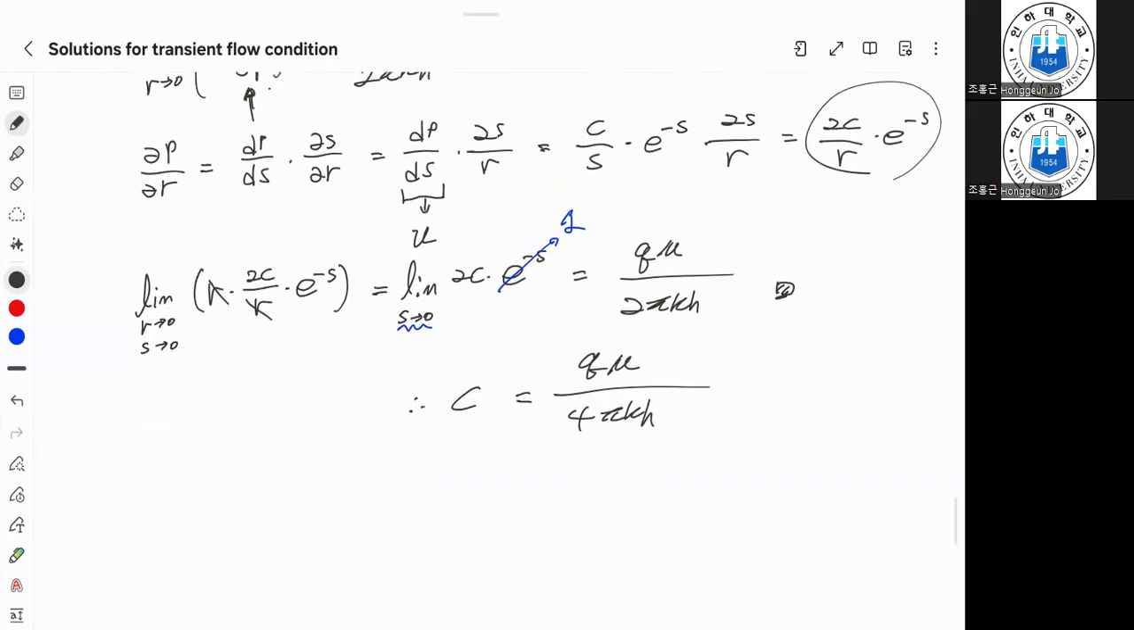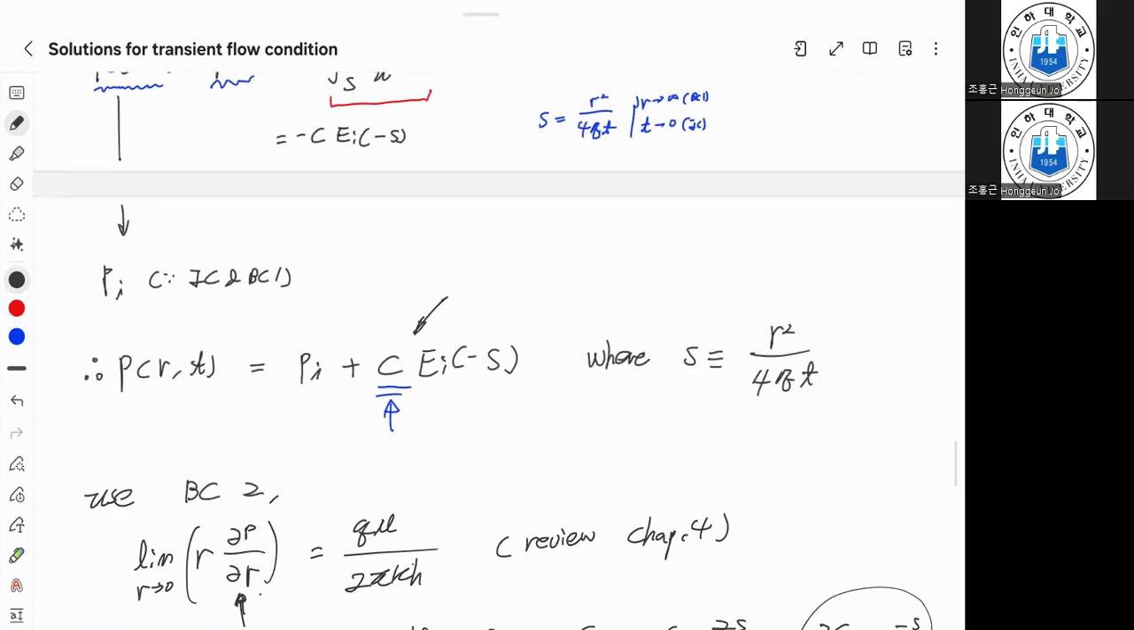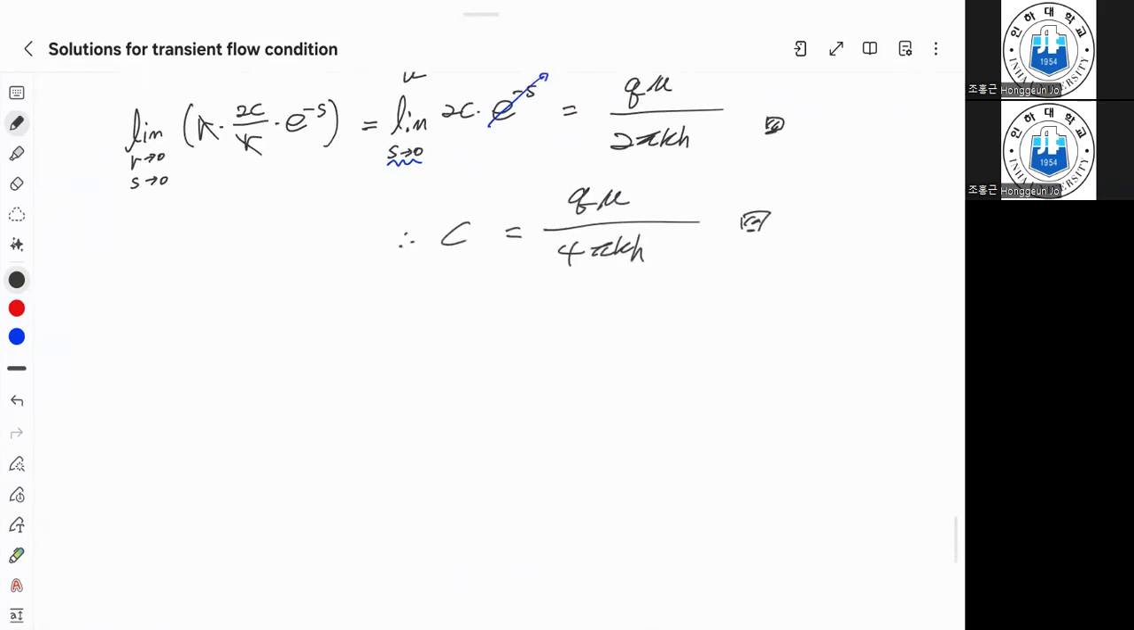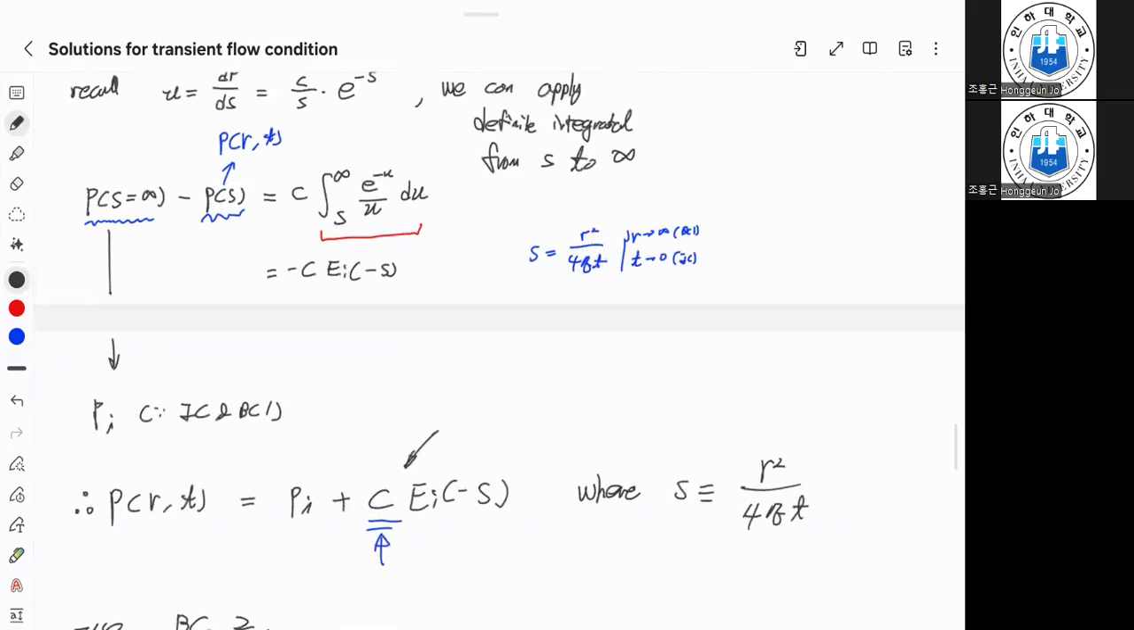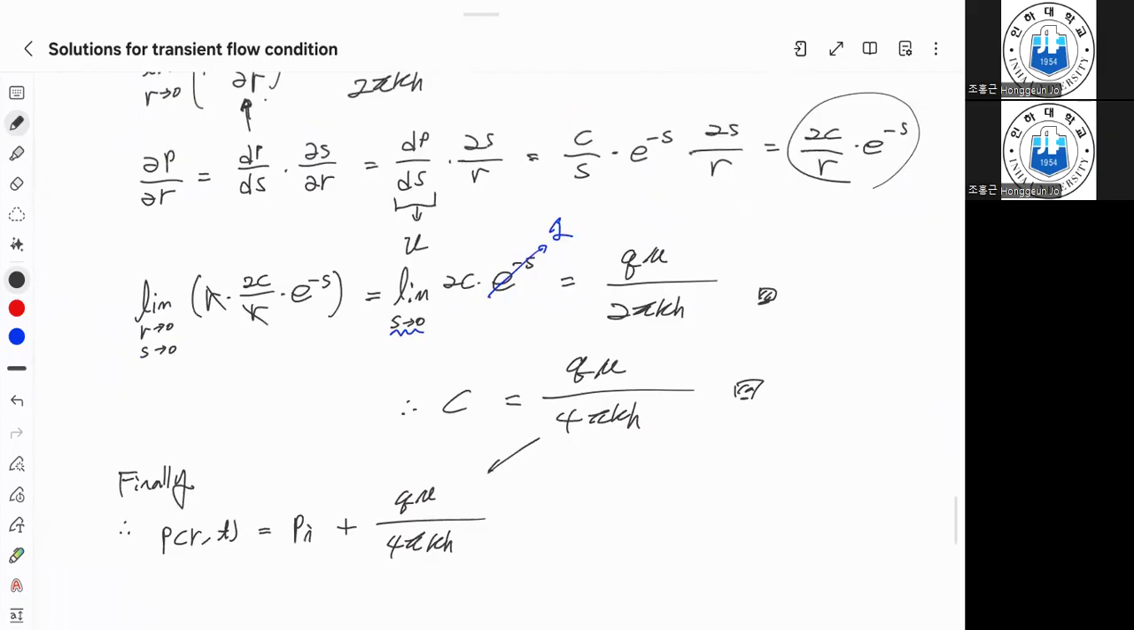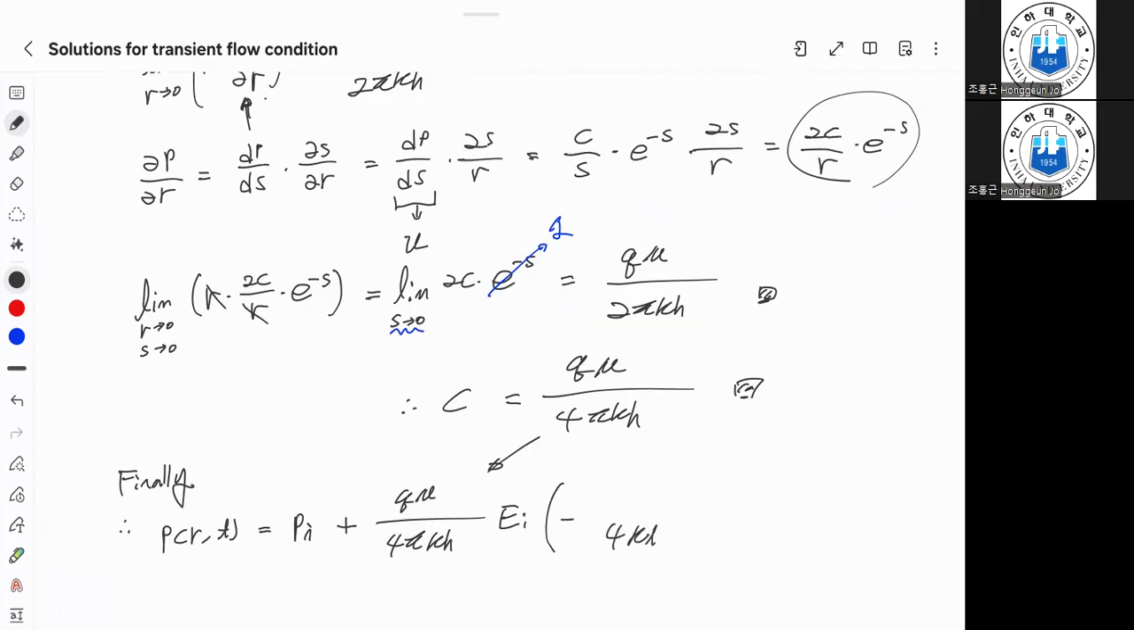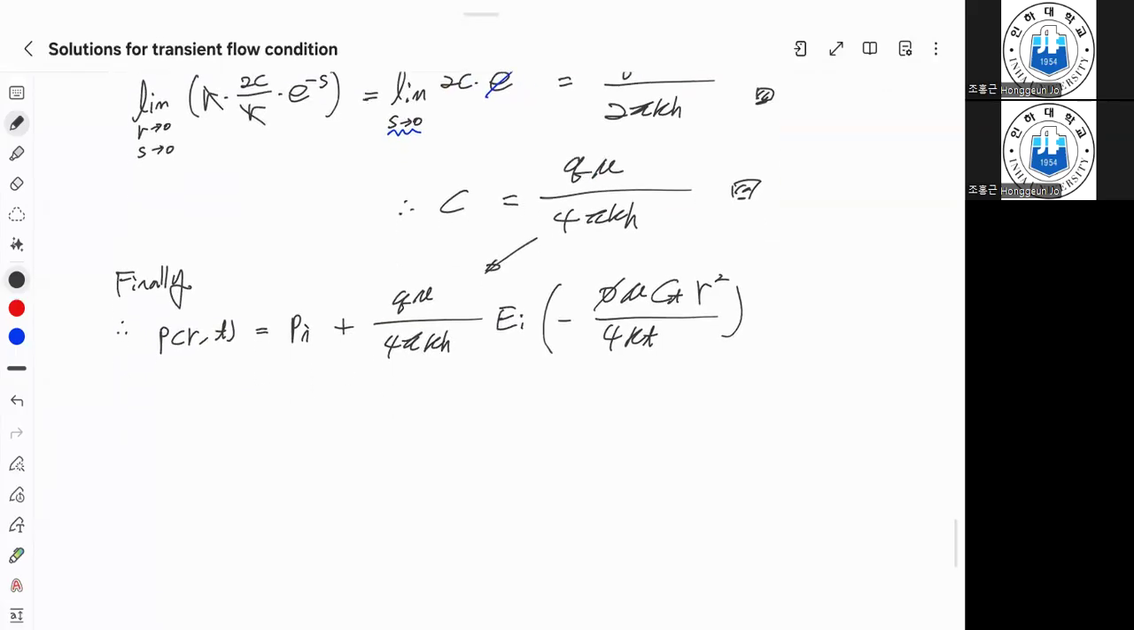So by putting this C into here, the final form of the solution is, finally, P of R, T is equal to PI plus Q mu over 4 pi KH, so I simply replace the C with the outcome of the second boundary condition above, times Ei of minus the quantity, porosity, compressibility, viscosity, R squared over 4 KT. So this is the outcome.